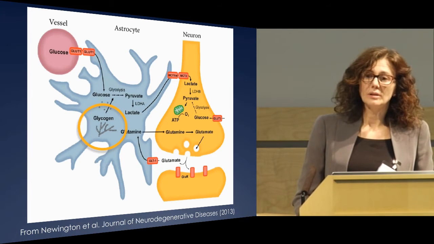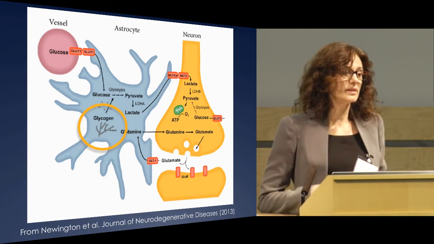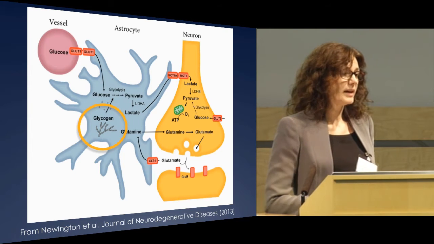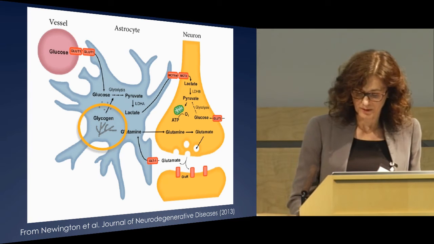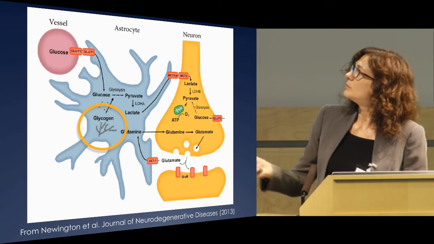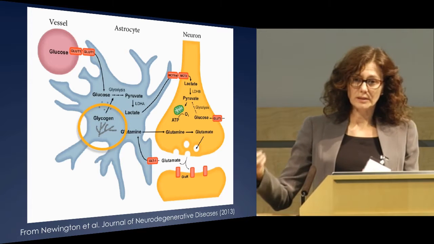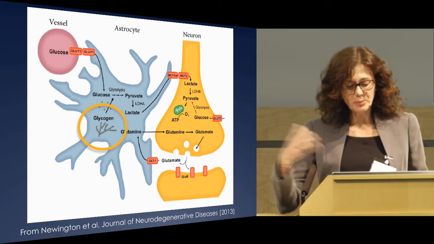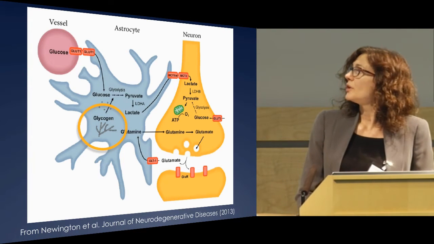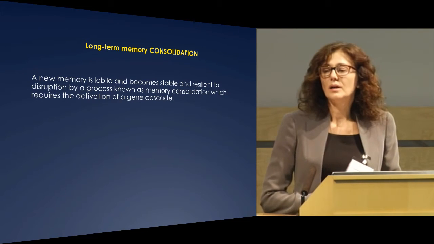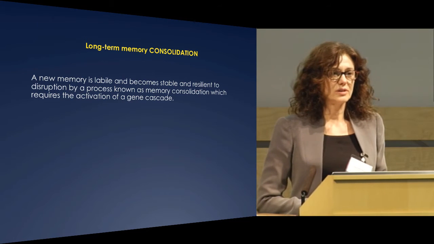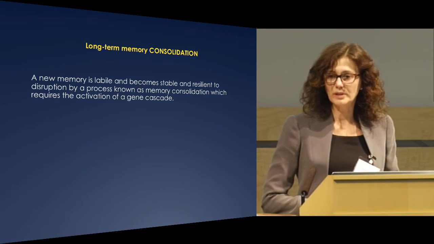And glycogen is the storage of energy. So when there is an activity-dependent process, glycogen is going to be broken down into the glycolysis and supply lactate to neurons. So testing this hypothesis, we are working actually on a process known as consolidation.